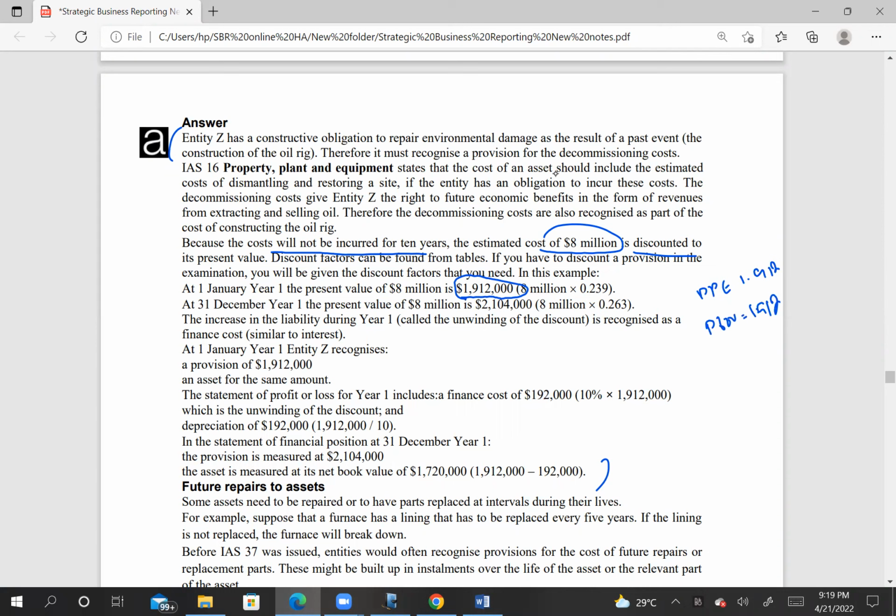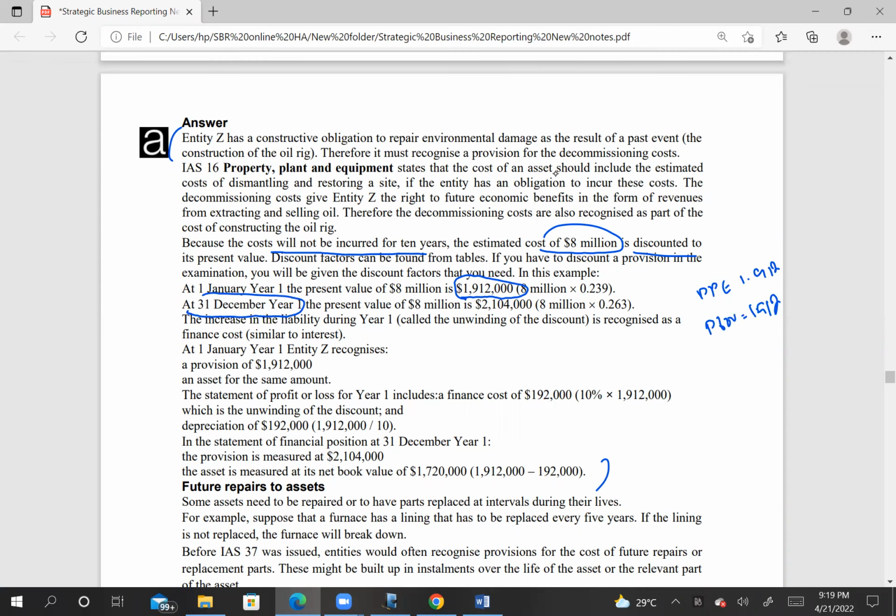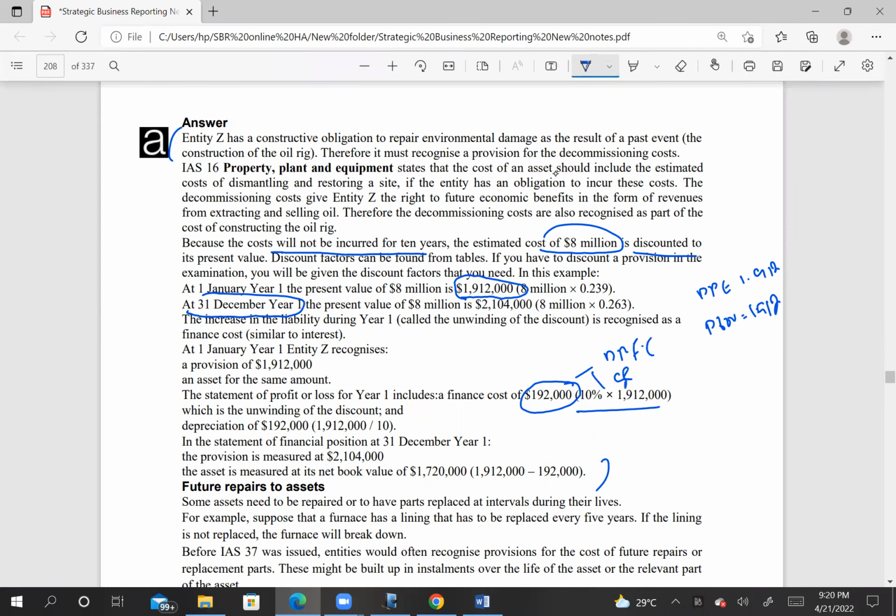Now at the end of year 1, we are left with 9 years. So we will take 10% of this, and this will be the unwinding of the provision, 192,000. This 192,000 will be recorded by debiting the finance cost and crediting the provision for dismantling cost.